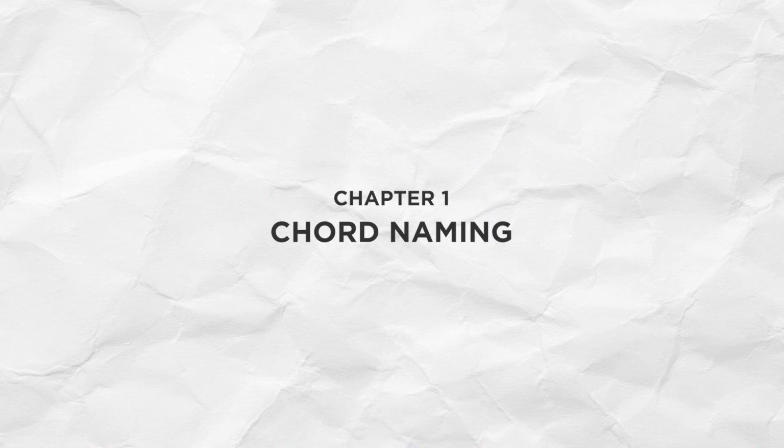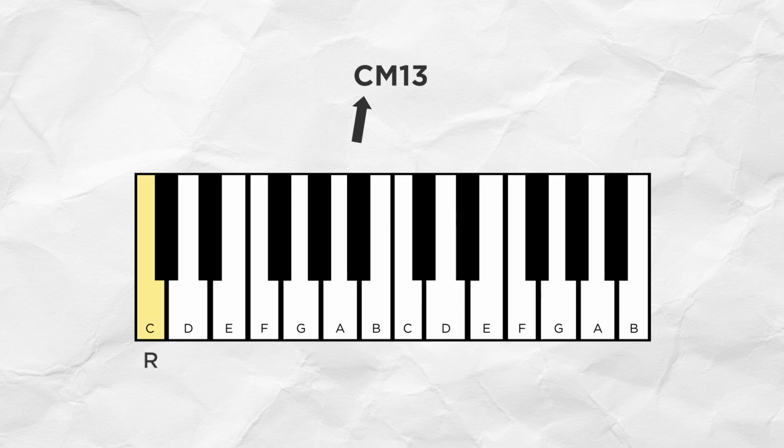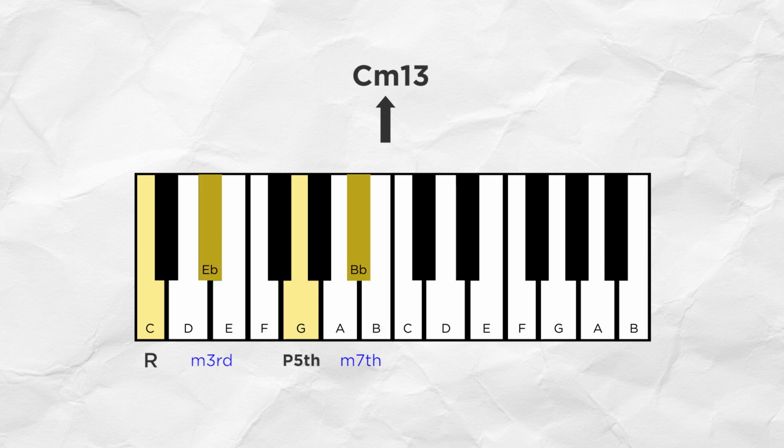So let's start from the beginning, because we need to know what we're dealing with. The name of a chord is made of 3 parts: the root note, the quality of the chord, and the extensions. The root note is the note the chord starts from. The quality gives the state of the 3rd, the 5th, and the 7th, like in a 7th chord. So for example, minor means the 3rd and the 7th are minor, like in a minor 7th chord. And major means the 3rd and the 7th are major, just like in a major 7th chord.